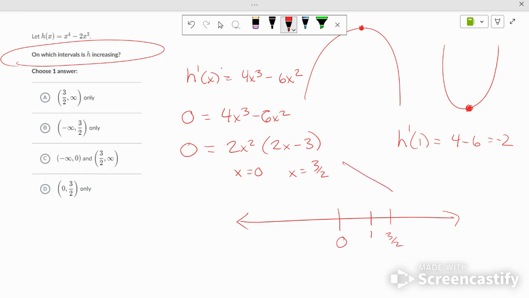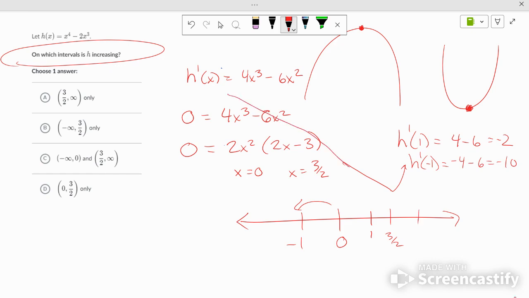3/2 is a critical number. It'll increase after that, right? Now, we also have to check on either side. Okay? So negative 1 would be on this side of 0. So let's find h prime of negative 1 and see what's happening there. If I put in a negative 1, I get negative 4 minus 6, which is a negative 10. What's happening over here? It's still decreasing. It's decreasing the whole time.